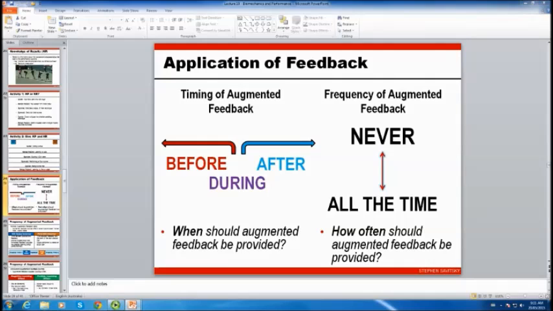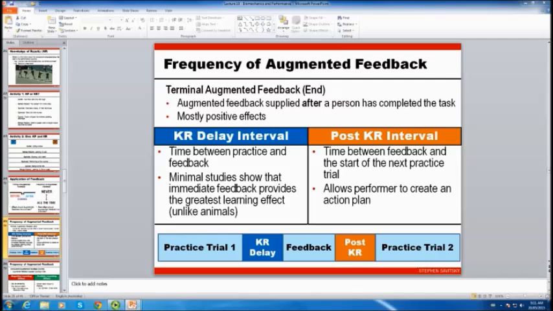If we give feedback after, it's called terminal feedback. Terminal coming from the word terminate, at the end. So when we give terminal feedback, we're saying your performance is already done. Now I'm going to give you some feedback. And it looks like this. There's two terms which we're going to see. There's this KR delay interval and a post-KR interval. Don't get too in-depth with these. What I want you to see is this picture in your mind looking like this.